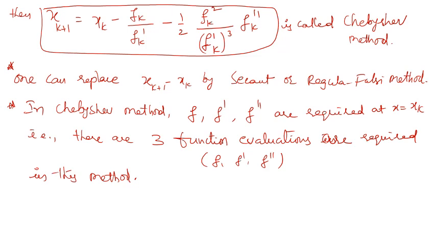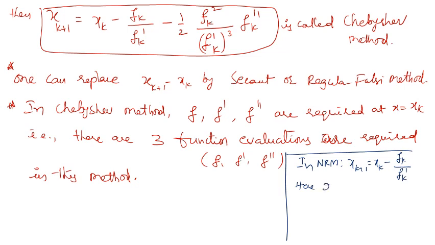See, in the Newton-Raphson method, the point came here, so I will tell here. In the Newton-Raphson method, xk plus 1 equals xk minus fk by fk dash, right? Here two function evaluations, f and f dash, are required.